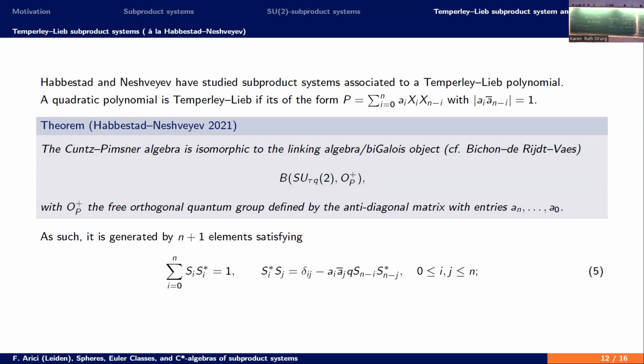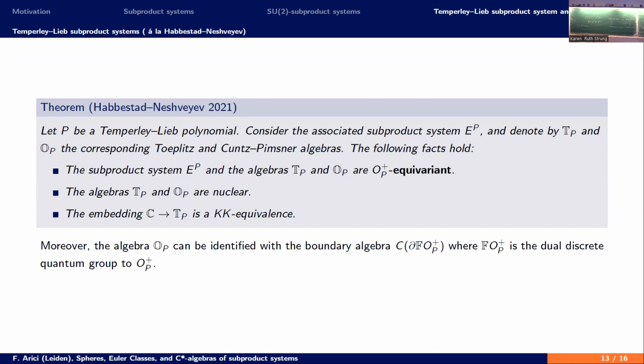in that algebra do, and they look like Cuntz algebra. It's a kind of Cuntz algebra, but then there is this commutation relation that contains weird coefficients, and the shifts things around. And they also showed that if you have a Temperley-Lieb polynomial, then the subproduct systems are not only SU(2)-equivariant as we proved, but there is an even better symmetry, which is a free orthogonal quantum group. They are nuclear, and there is a KK-equivalence.